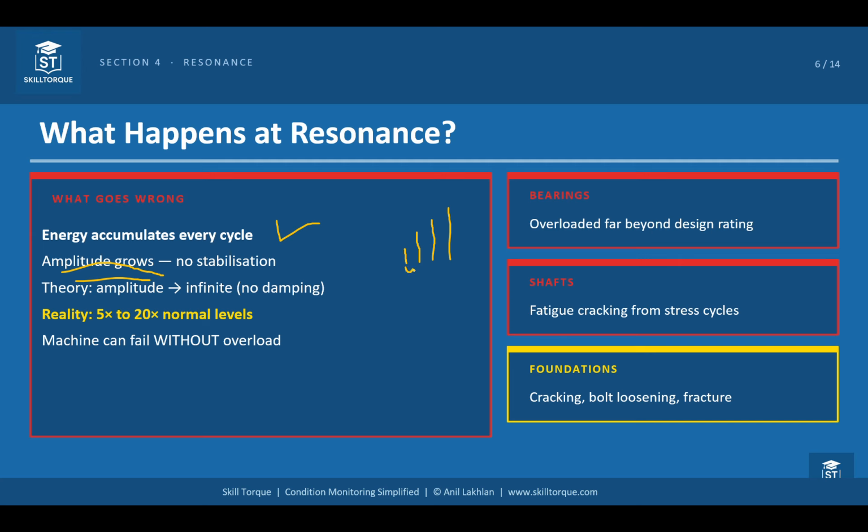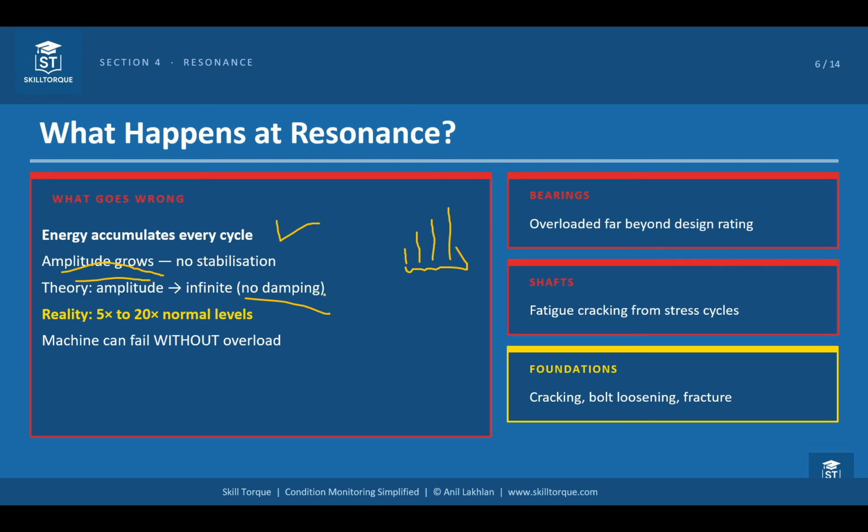So in a theoretical system, let's say the machine is operating and there is no damping at all in the system. So this is a theory, right? In practice this is not possible, because there is always some kind of damping, right? So let's assume, as a theoretical system, that there is no damping at all. In that case, the amplitude will grow without any limits. In real machines, there is always some kind of damping.